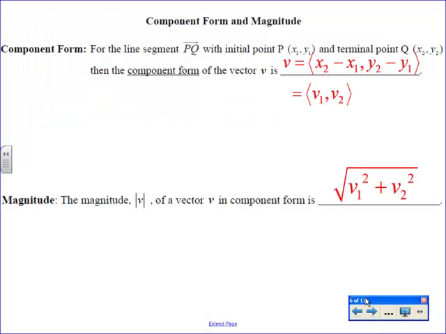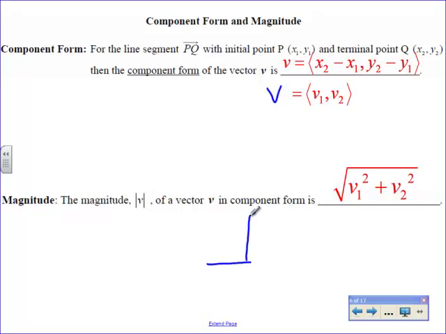Okay, that form that we've been showing is called component form. Components are parts of something. So that form is the x part and the y part, the components that make up the vector. And we find that by doing x2 minus x1, y2 minus y1. In order to find the magnitude from component form, we use the square root of v1 squared plus v2 squared, our x component squared plus our y component squared.